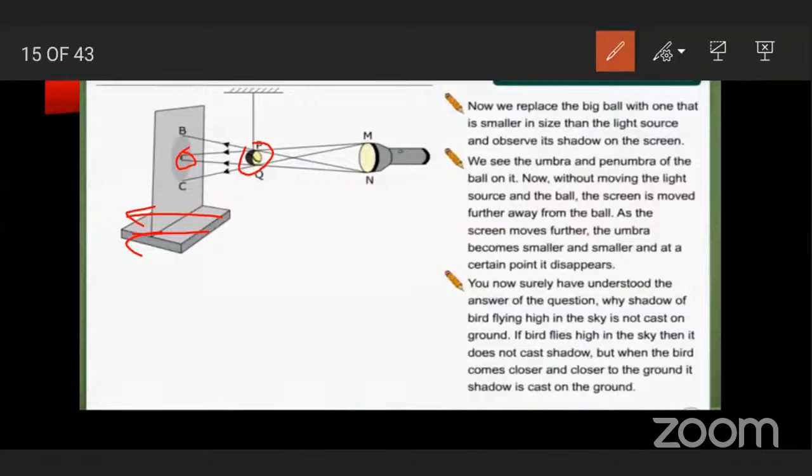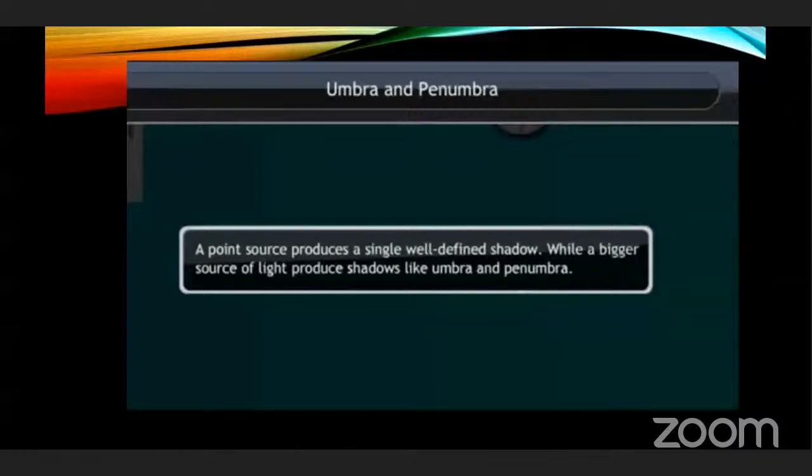We have one question: the shadow of a bird flying high in the sky is not cast on the ground. If the bird flies high in the sky, then it does not cast a shadow, but when the bird comes closer and closer to the ground, its shadow is cast on the ground. So now we know that a point source produces a single well-defined shadow. From a point source, we get a well-defined shadow, while a bigger source of light produces shadows like umbra and penumbra.